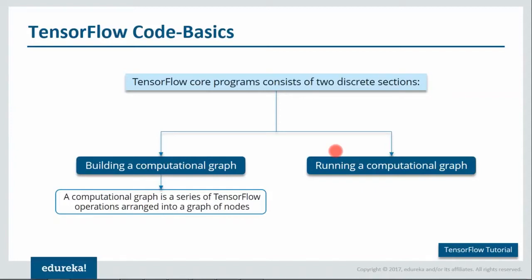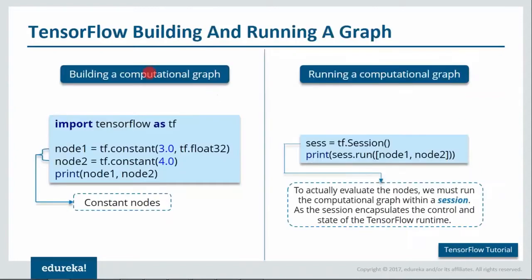Let us understand this with an example. So this is how you build a computational graph. Here we have defined two constant nodes. Node 1 has a value of 3 and node 2 has value 4. Then what we do, we need to run it inside a session in order to execute the graph.